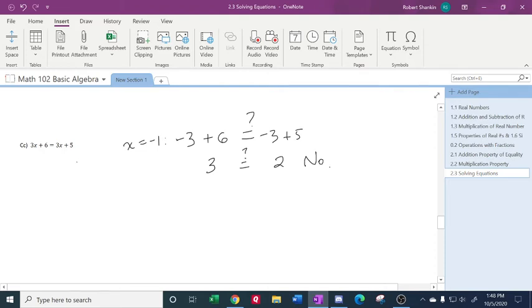Alright, let me open this question up to anybody. Anybody have an idea? What's the solution? I know 0 works. 0?